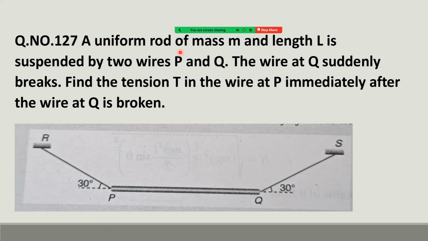A uniform rod of mass m, length L, is suspended by two wires P and Q. The wire at Q suddenly breaks. Find the tension T in the wire at P immediately after the wire at Q is broken.